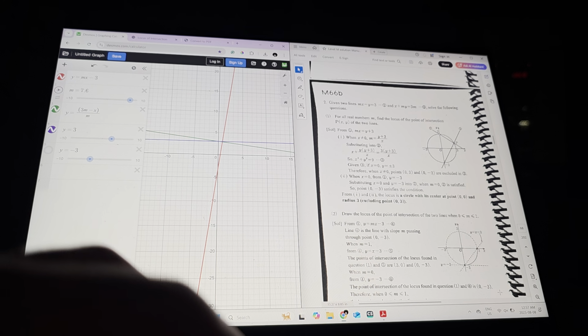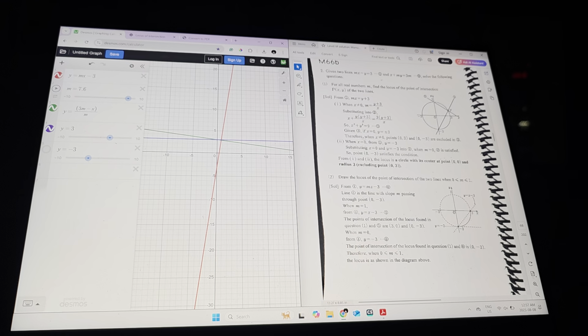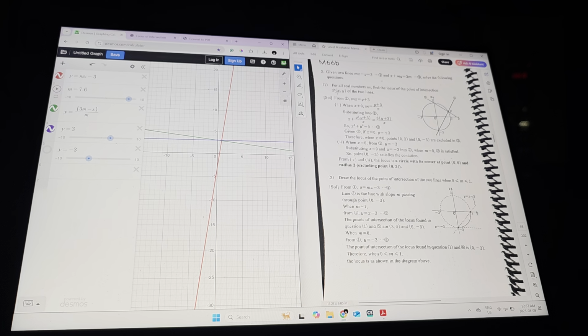All right, Frankie, this question is for you, okay? M66b: given two lines mx minus y equal to 3 and x plus my equal to 3m, solve the following equations. First one is, for all real numbers m, find the locus of the points of intersection P(x, y) of the two lines.